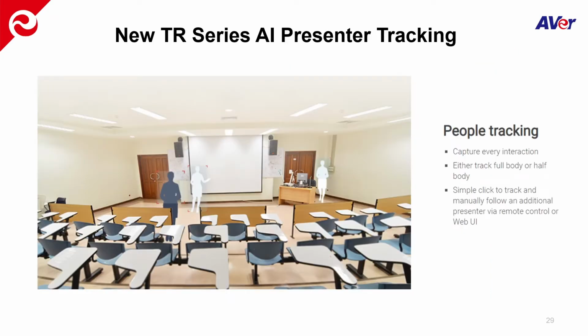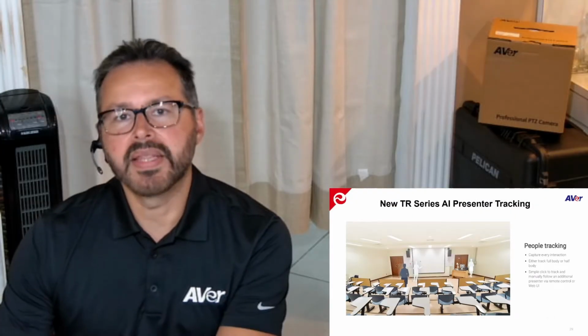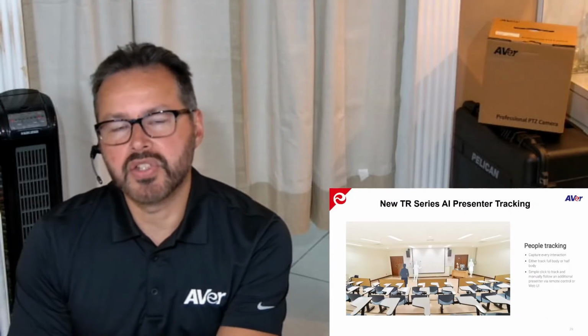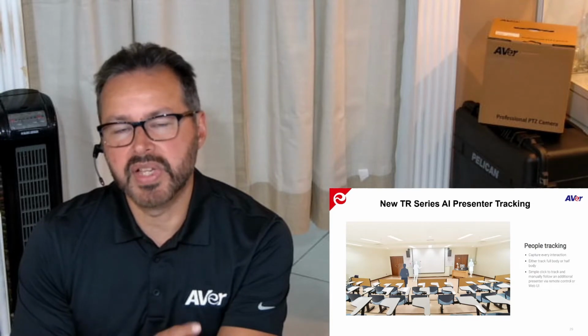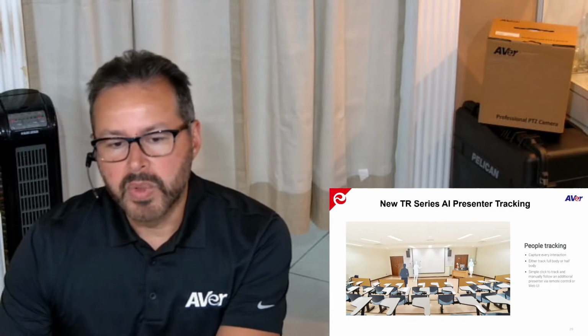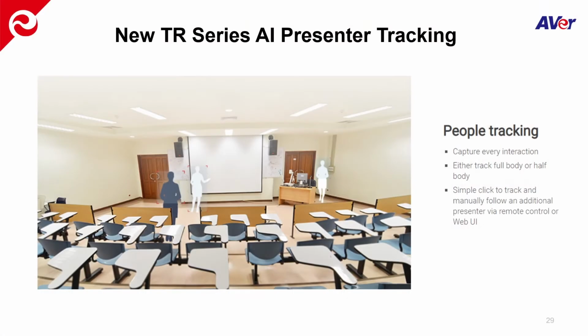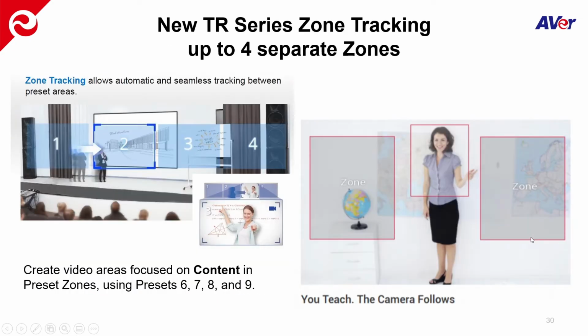So those of you that have been using the camera recently would know that the camera, when it was first launched, had two tracking modes, presenter and zone. So we got feedback from the field, and they asked, how can we make this better? So we have the people tracking where it actually tracks the person as they walk around the space. We have zone tracking, so up to 4 separate zones using presets 6, 7, 8, and 9. So how could we make that experience even better?